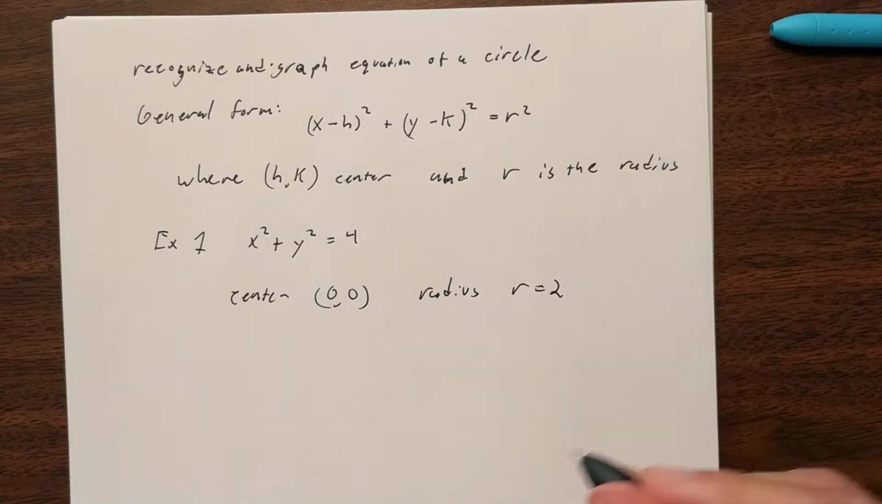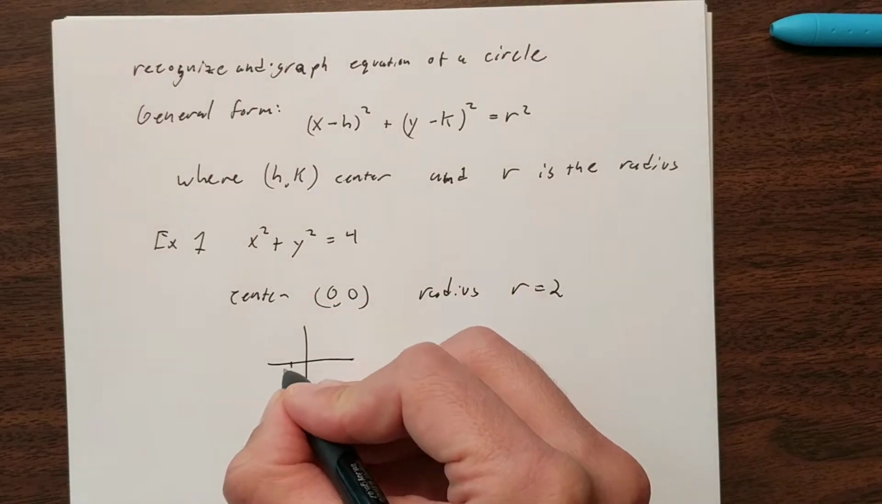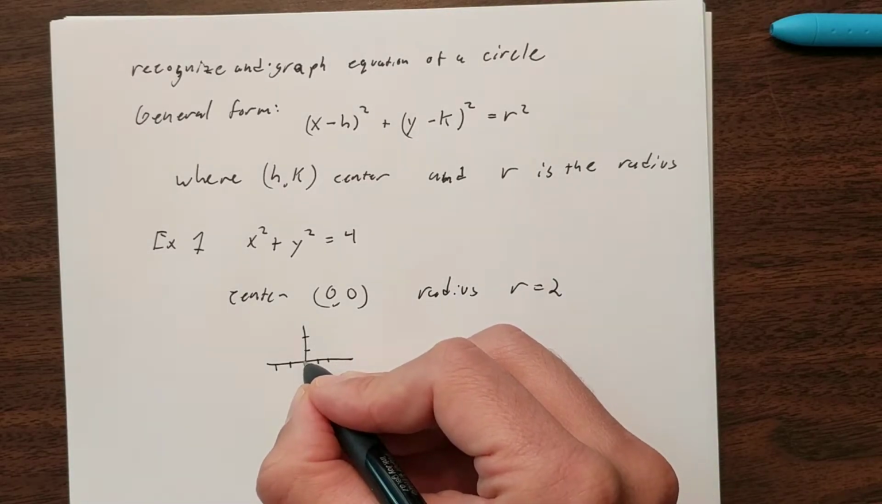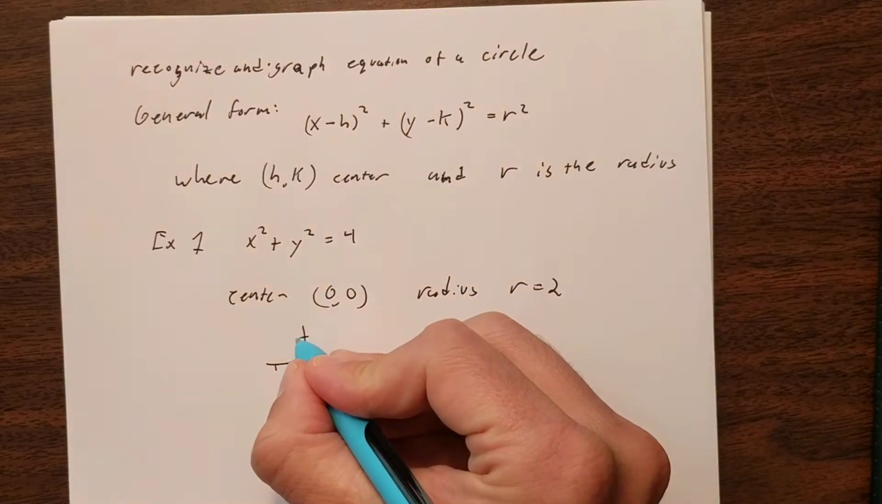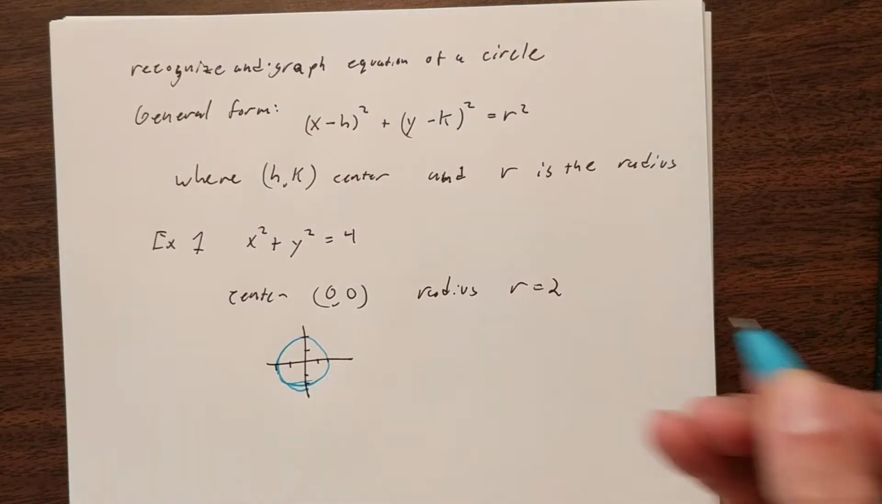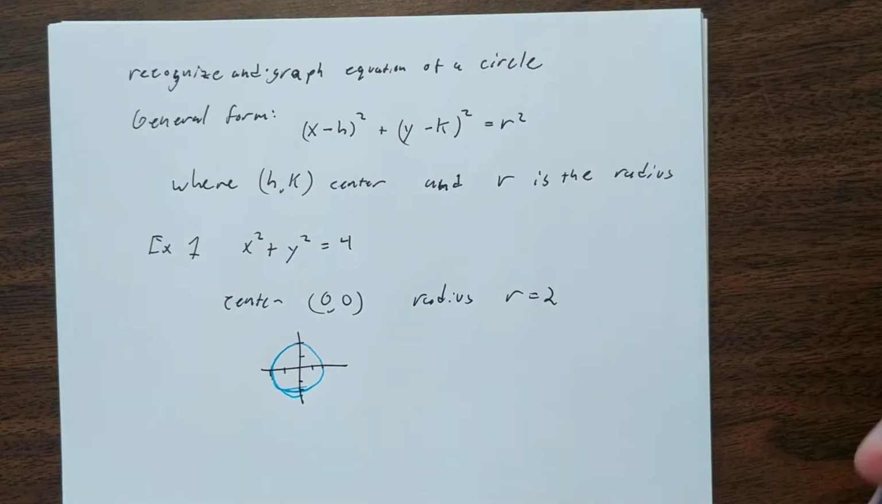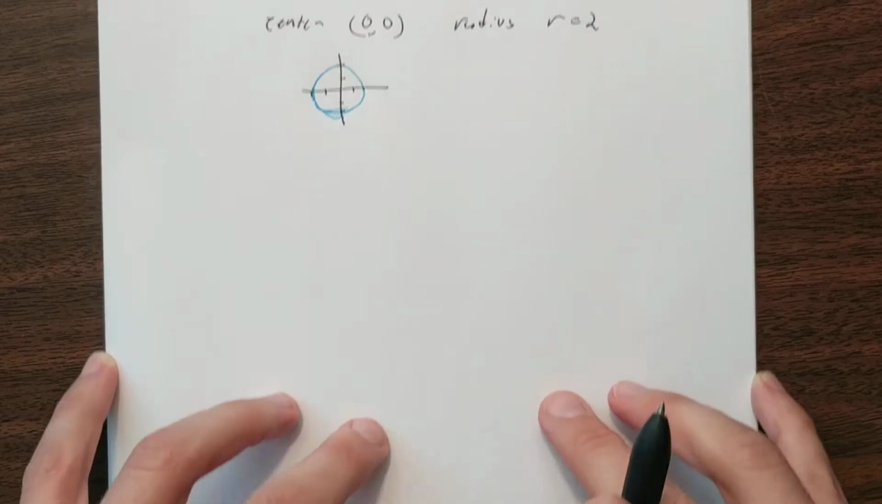Right? Hence, if I were to actually graph this, this would be fairly simple. 1, 2, 1, 2, 1, 2, 1, 2. Centered at 0, goes out 2. And so, whoops, that's a little bit off there. But there you go. That's the graph of that circle. Fairly simple. All right, so that was example 1. Really straightforward. So let's do another example.